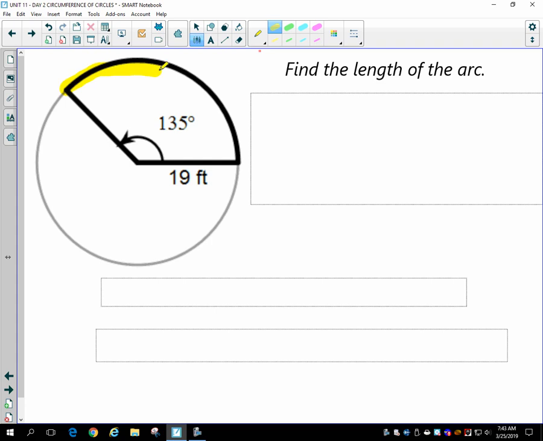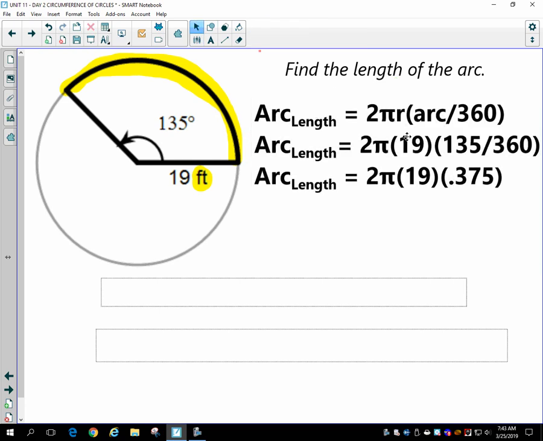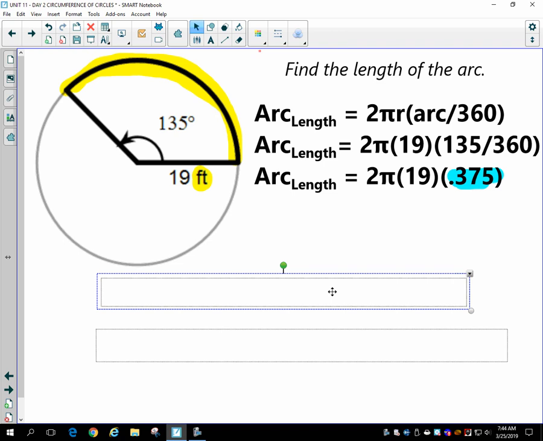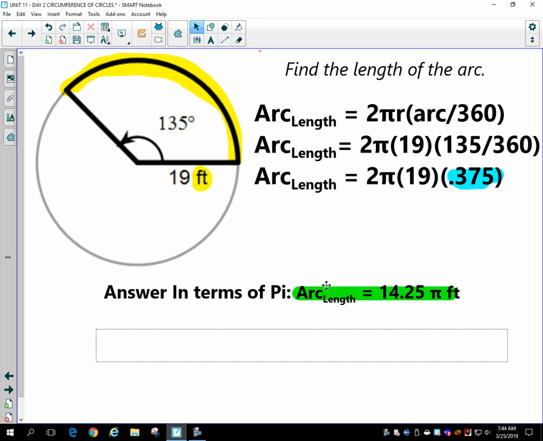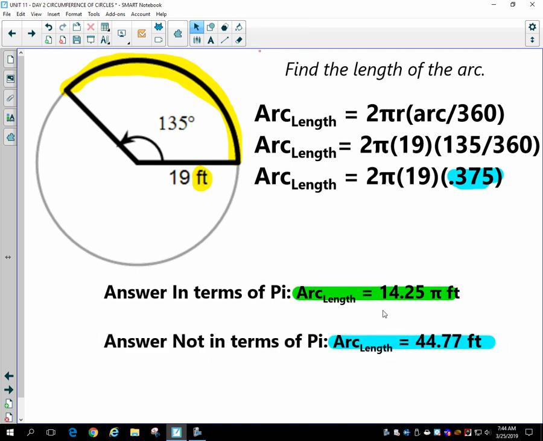So here I have this arc of 135 degrees, and I want to know how long it is in feet. Again, I'm plugging the radius in for r and 135 degrees in for the arc. I'm going to find that decimal, 135 divided by 360. Now I'm going to multiply 2 times 19 times 0.375. In terms of pi, this is 14.25 pi feet. And if I multiply through by pi, it's 44.77 feet.